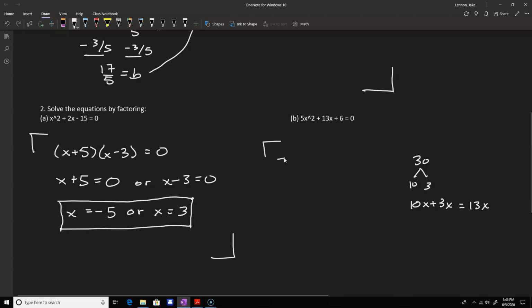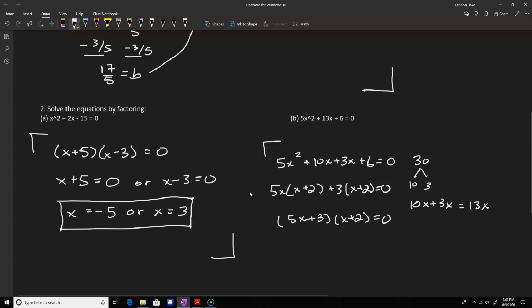So we can rewrite the polynomial as 5x squared plus 10x plus 3x plus 6 equals 0. And then we can factor by grouping. So we look at the first pair of terms, 5x squared plus 10x, and we can take out the greatest common factor of 5x, and we get x plus 2. And then from the second pair of terms, 3x plus 6, we can also take out a 3 and be left with x plus 2. So this gives us our factorization, 5x plus 3 times x plus 2.